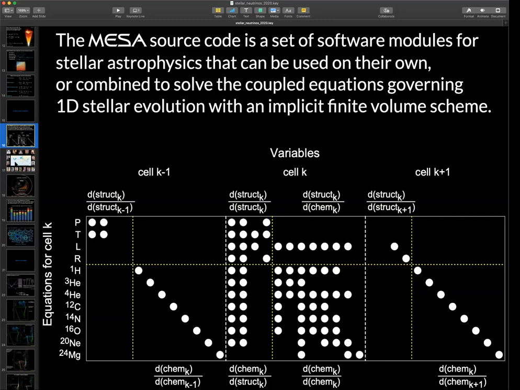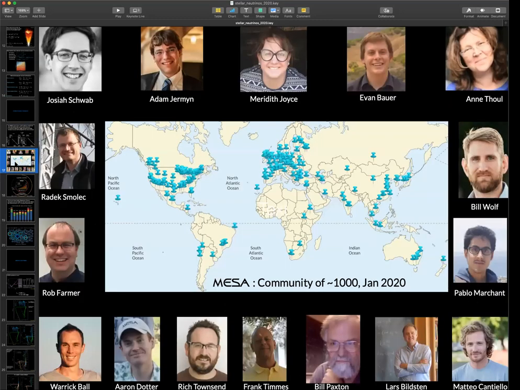So these days, the MESA project is handled by a group of about 14, 15 developers. So these are MESA developers. And in the middle there is sort of the geographic map of where MESA has impact. It's currently a community of about 1,000 as of January 2020. Some of our more recent additions to the MESA developers are listed on the top row: Meredith, Adam, Josiah, Ian. And then you have some clowns down at the bottom who've been at it for a while. So one of the ways that the MESA project innovates is we put out an instrument paper about every 2 years updating the capabilities of what MESA is.